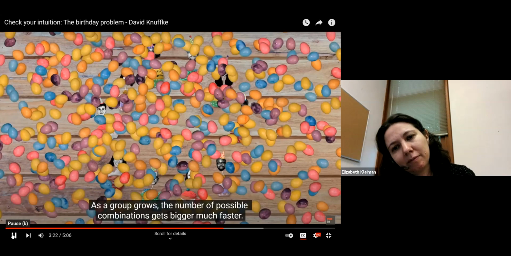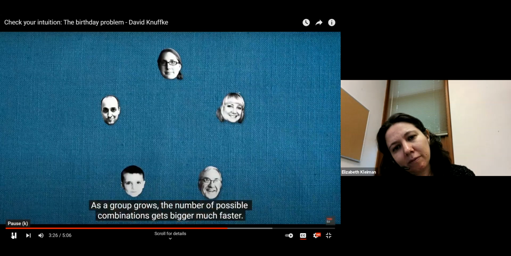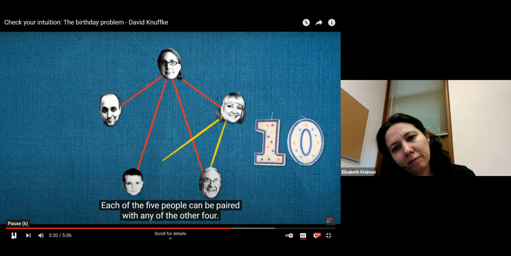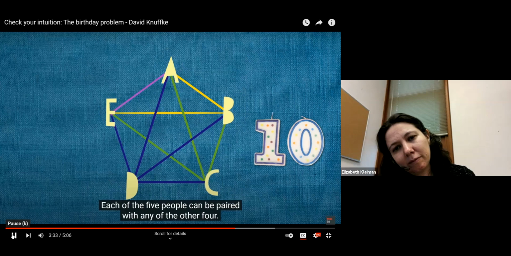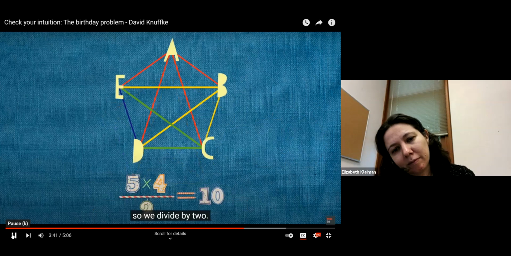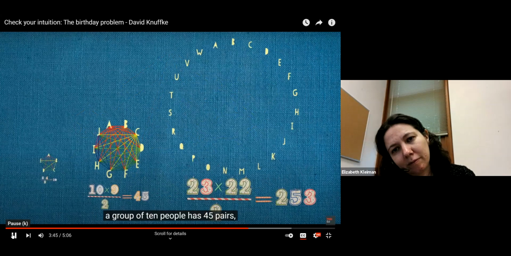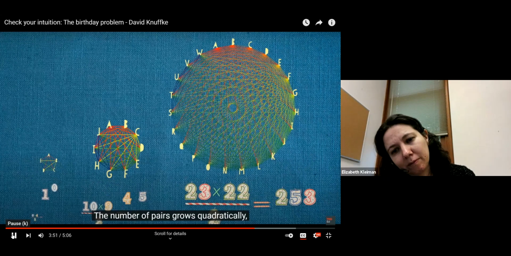A group of 5 people has 10 possible pairs. Each of the 5 people can be paired with any of the other 4. Half of those combinations are redundant because pairing person A with person B is the same as pairing B with A, so we divide by 2. By the same reasoning, a group of 10 people has 45 pairs, and a group of 23 has 253. The number of pairs grows quadratically, meaning it's proportional to the square of the number of people in the group.